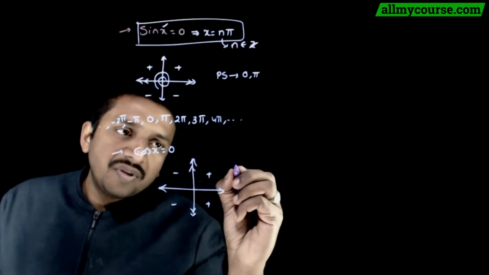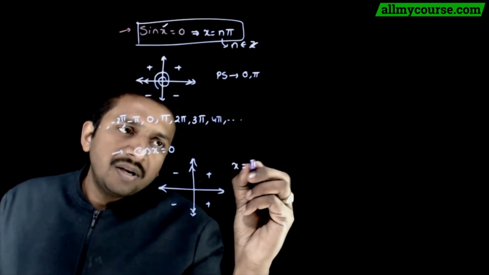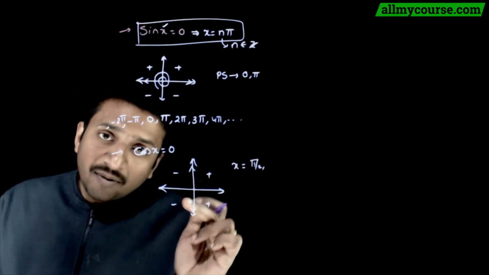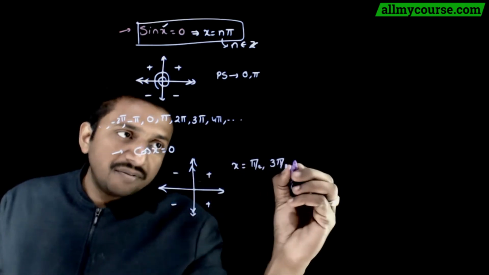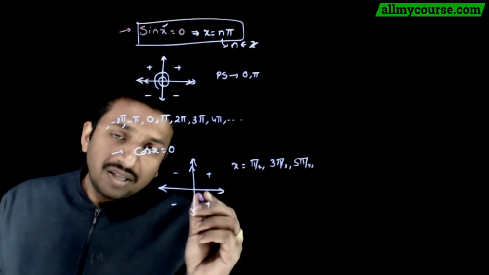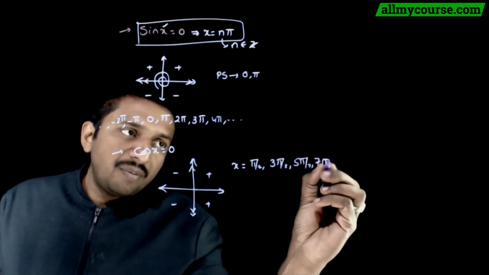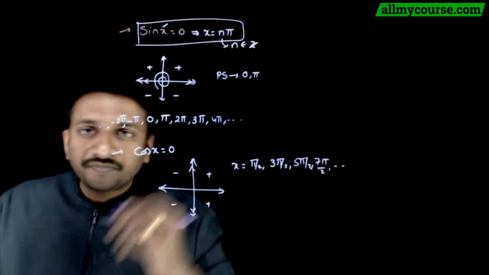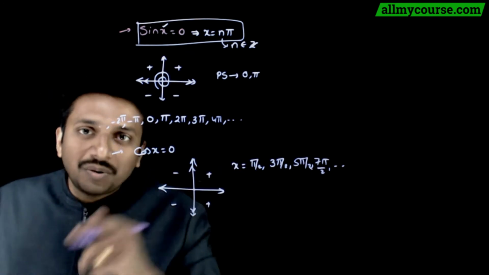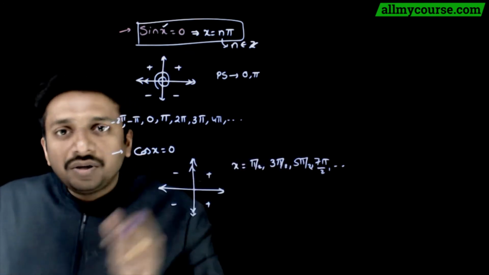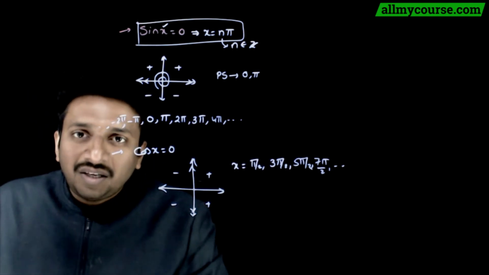So what are the solutions for this? x is equal to pi by 2, and this position is 3 pi by 2. In the second rotation you have 5 pi by 2, and 7 pi by 2, and so on. You can go to negative values also, minus pi by 2, minus 3 pi by 2, and so on. So all these are solutions to the equation cos x is equal to 0.